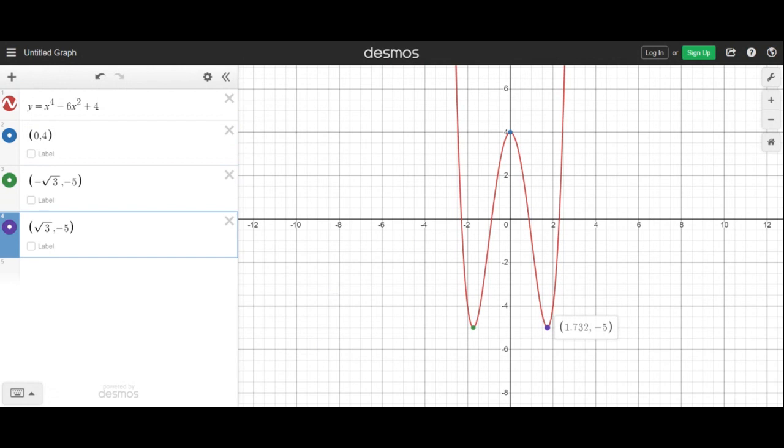So don't be afraid to actually check yourself, right? Graph the original function, make sure the points that you got actually line up with changes in direction if you're looking for horizontal tangents, right? Because there's going to be a horizontal tangent there, and we know it has to change direction at that point. Any questions there now?